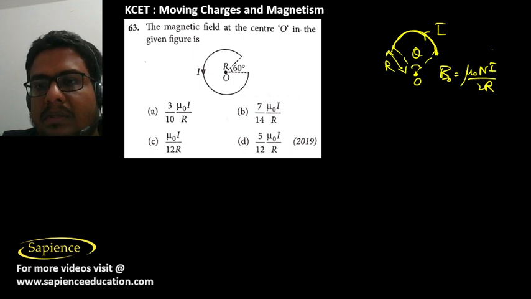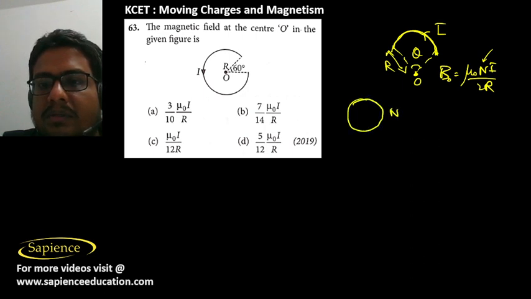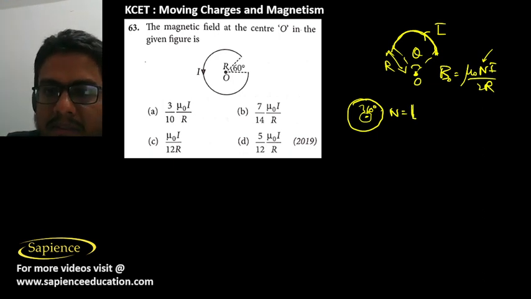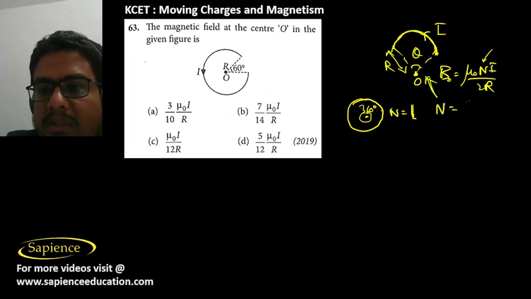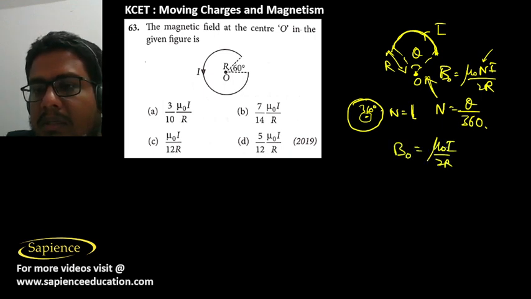Now N is the number of turns in this arc. When we take a full circle, the number of turns is 1, since it makes an angle of 360 degrees at the center. So if it makes angle theta at the center, then the number of turns in this case is equal to theta by 360. Thus at the center the magnetic field will be mu naught I by 2r into theta by 360.